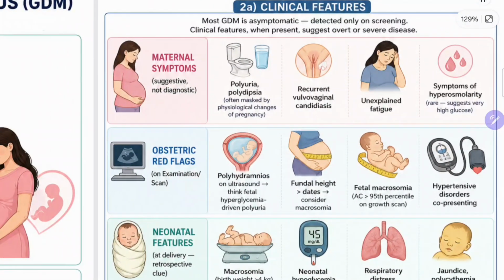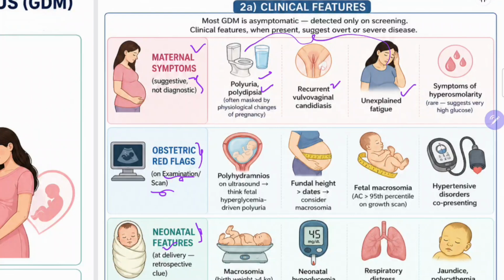We can divide the clinical features into maternal symptoms, which are suggestive but not diagnostic, obstetric red flags, either clues which we get on examination or on sonography, and neonatal features, the clues which we get by seeing the neonate at delivery. So what are the maternal symptoms? Polyuria, polydipsia, recurrent vulvovaginal candidiasis, unexplained fatigue. So these are the common symptoms.